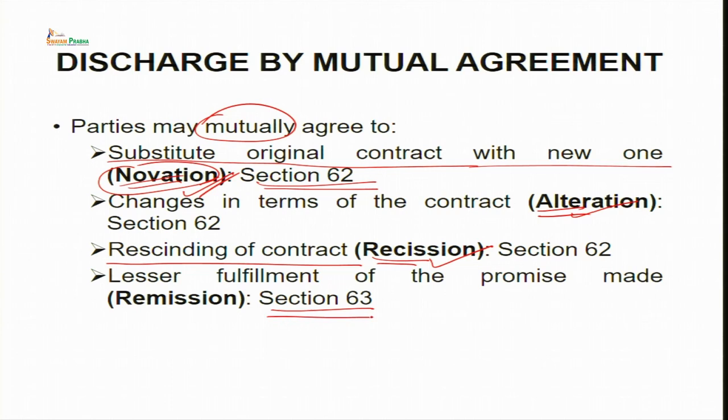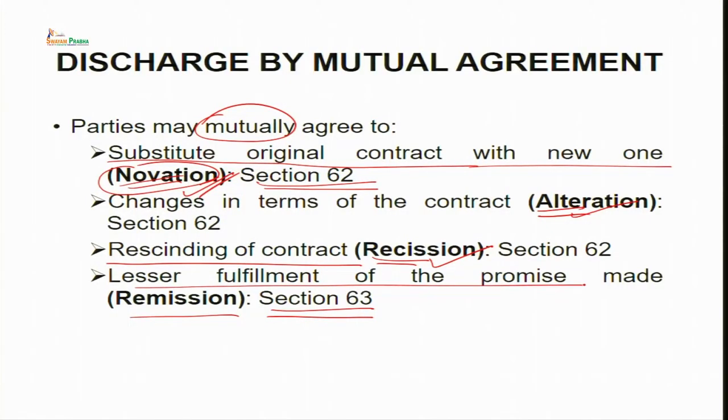Now, under section 63, a concept of remission has been highlighted, which is lesser fulfillment of the promise made. That is, maybe I owe you a debt, and say that debt is of 10 lakhs, right? But on or around the due date, I inform you that, see, I would not be in a position to pay that much, because I have utilized all my means possible, but I would not at all be in a position to give you that huge an amount on that due date.